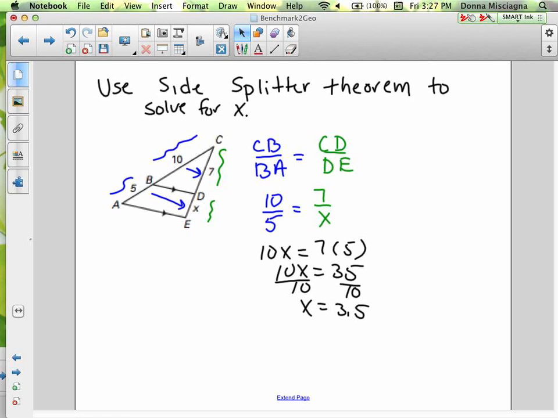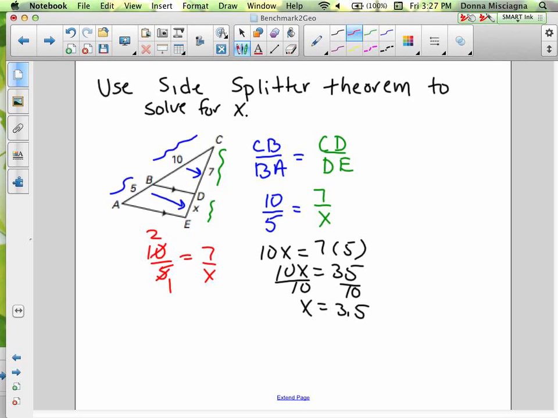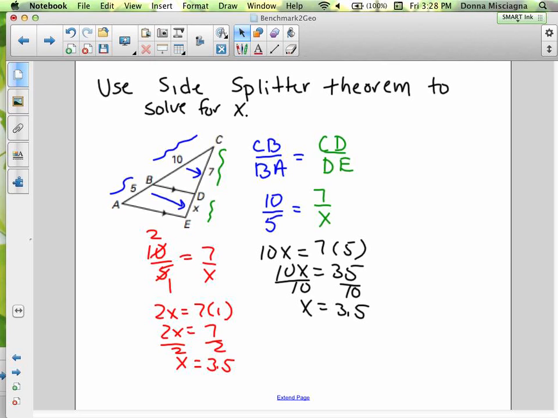By the way, you could have reduced if you wanted to. I'll just show you. 10 over 5 equals 7 over X. So 5 divided by 5 is 1, and 10 divided by 5 is 2. I'd get 2X equals 7 times 1, which is 7. And then divide both sides by 2. X is still 3.5. So you solve using a proportion. Go down one side, then down the other, and match them across, and you won't get it wrong.